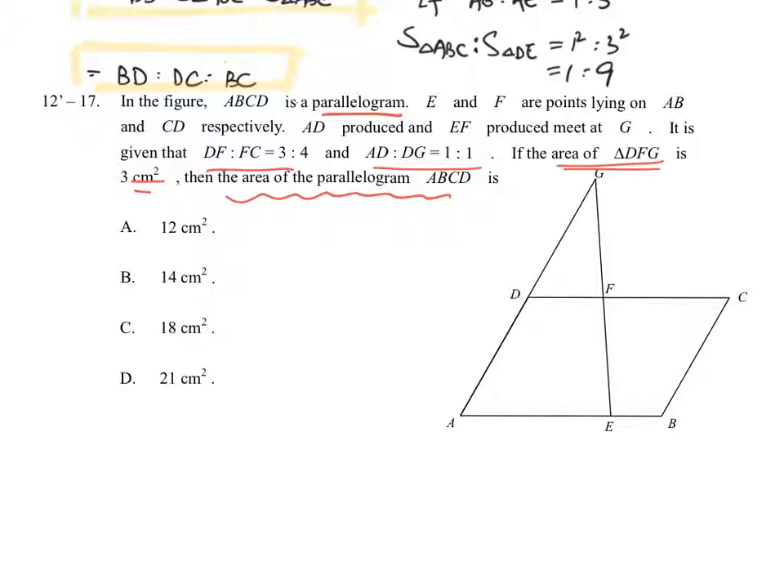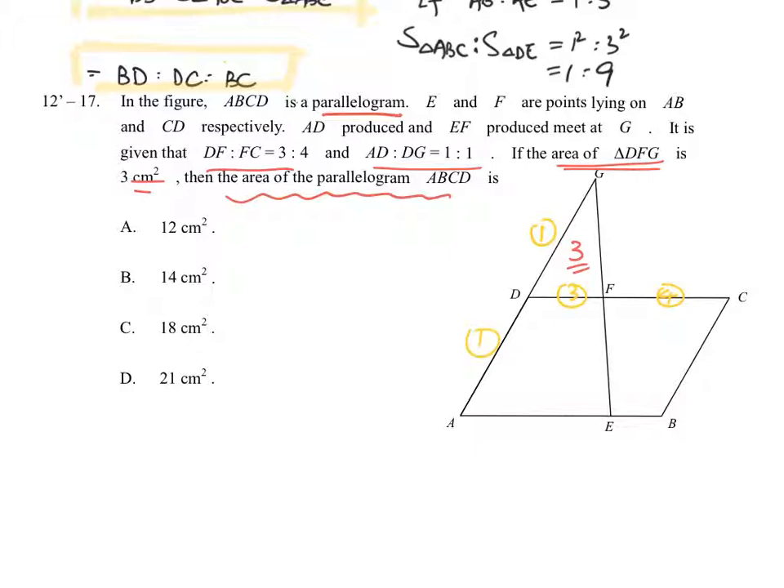So how about we first write down the ratios in the figure. I have DF to FC is 3 to 4. This is my habit: I like to use a circle to indicate the ratio in the question. Afterward, I also have AD to DG equal to 1 to 1. And next, you have the area of triangle DFG, which is 3 cm squared. So I use a number with a circle to denote the exact value.